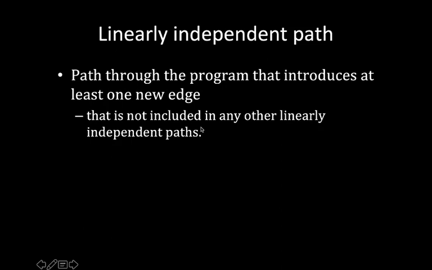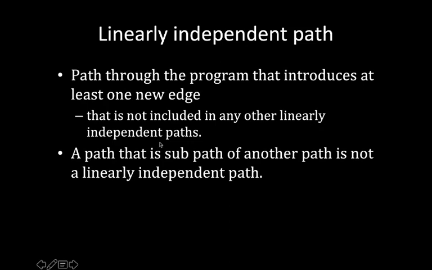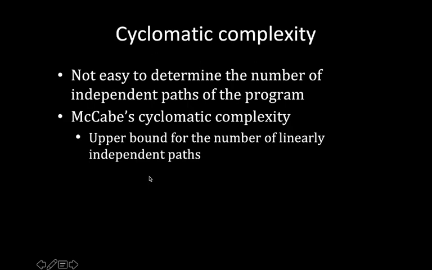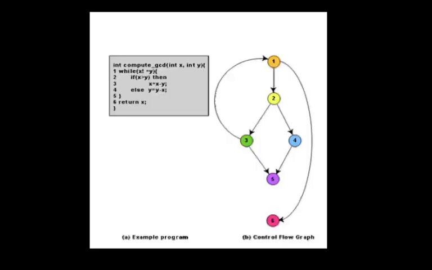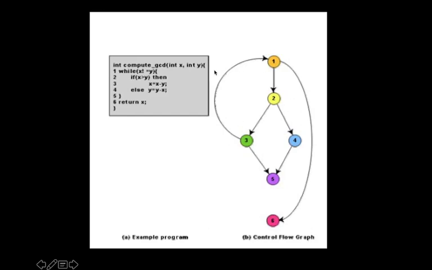So there may be several linearly independent paths. If a new edge is introduced from start to end, and it is not there in the set of linearly independent paths, then this is another linearly independent path. A path that is a subpath of another path is not a linearly independent path. So we will see an example.